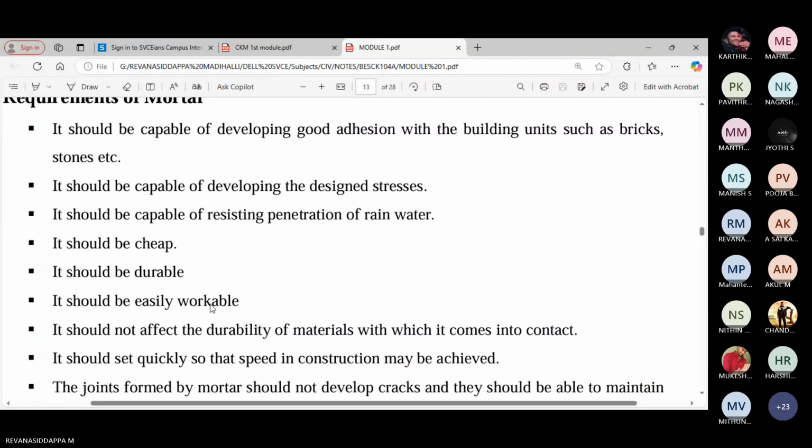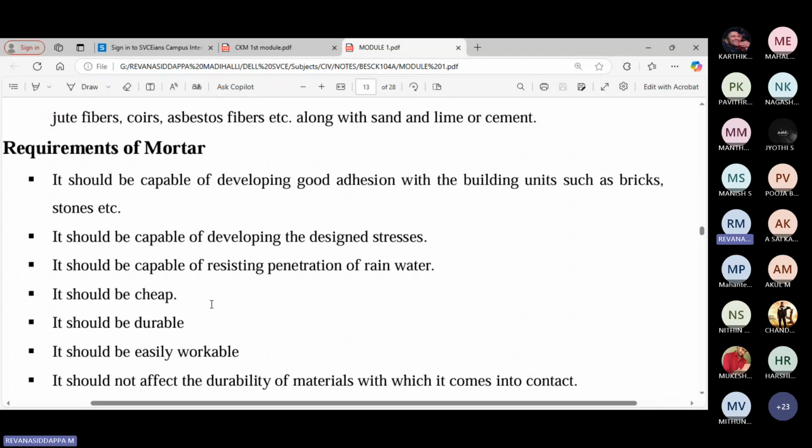Next, the requirements of a mortar. If you are using mortar for some constructional activity, what should be its requirements? The first thing is the mortar should be capable of developing a good bond between the bricks, because this plays a major role.